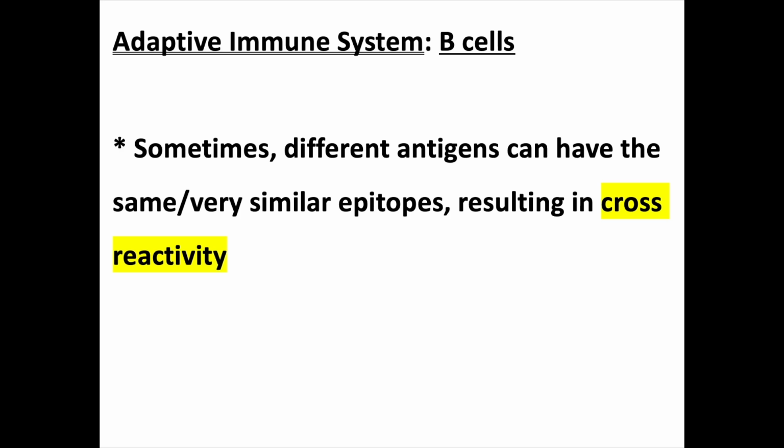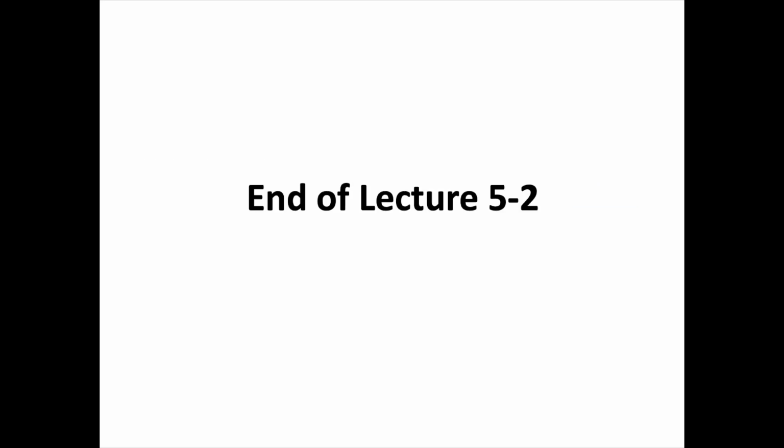Okay, we are not done talking about the adaptive immune system, but as we're finishing up talking about B cells and antibodies, this is where we need to end things for recorded lecture 5-2. We'll do more immune system in the next one.